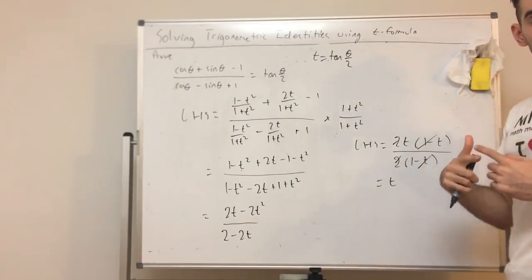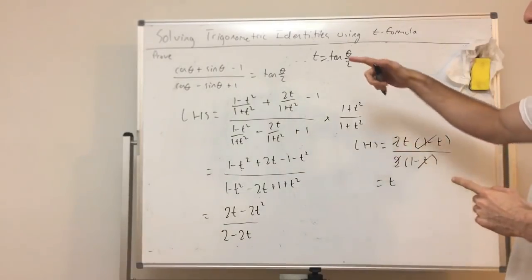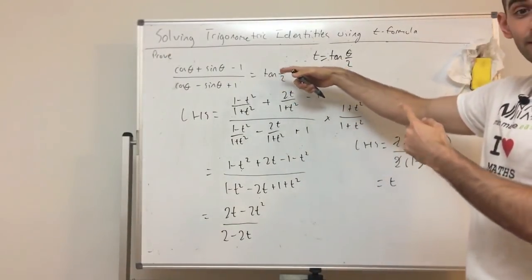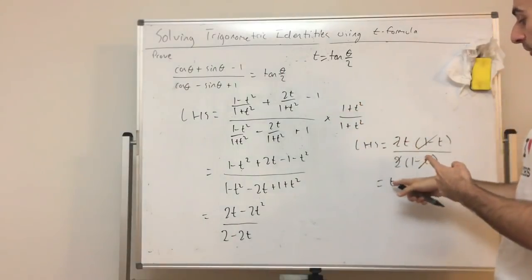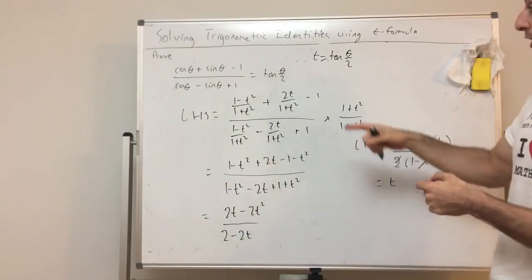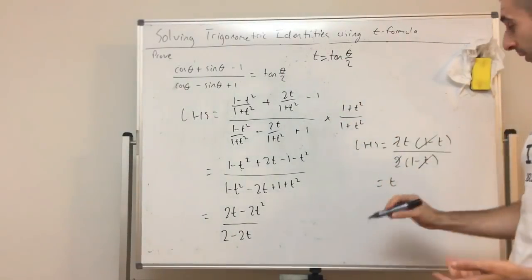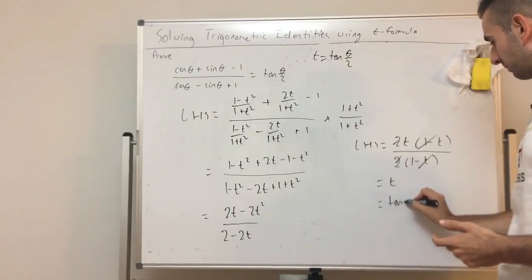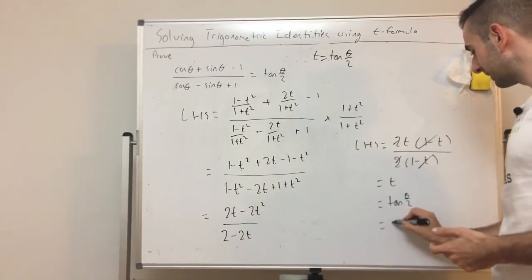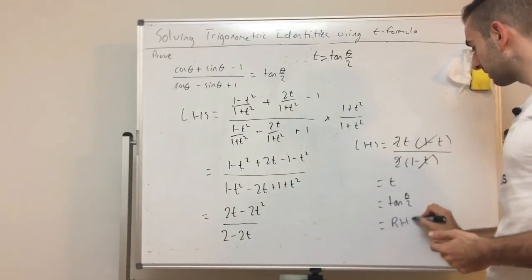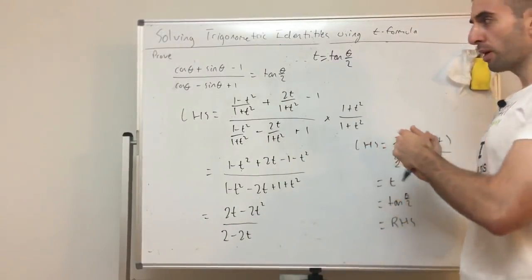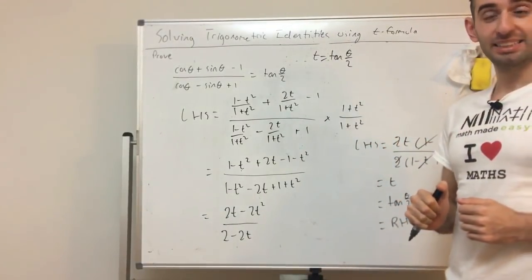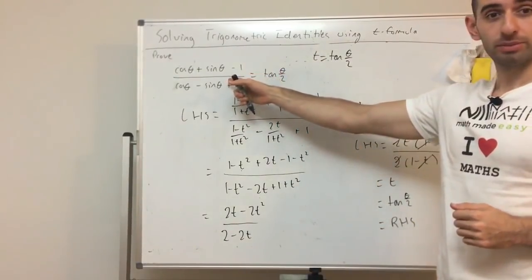So it's at this stage, once I've cancelled everything out, I look at what I'm trying to prove. Trying to prove it's tan theta on 2. So when you get your result in terms of just t, you just sub in that t is tan theta on 2, right, by definition. And that equals the right-hand side. So you can see this is way quicker and easier than using ordinary trig formulas to get this.